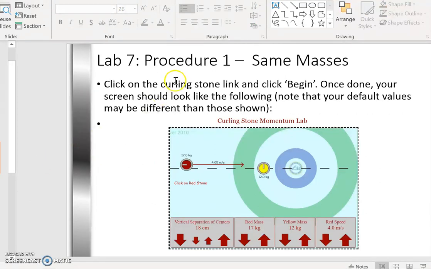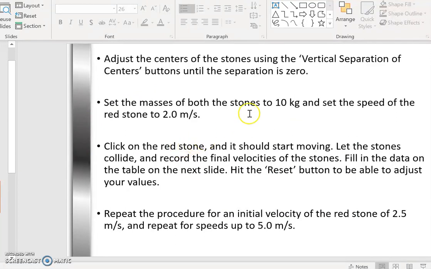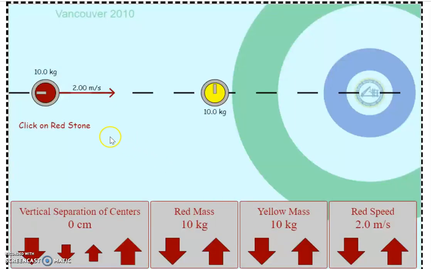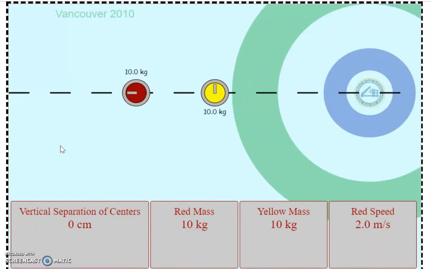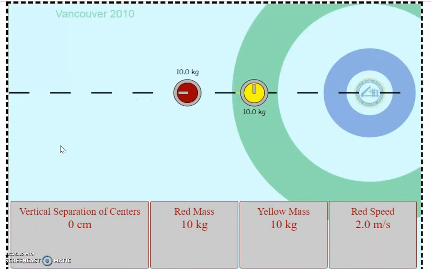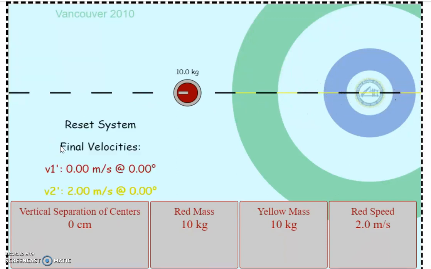In the first part of the procedure, we want to look at when the masses are the same. What we want to do is set both masses to 10 kilograms and the initial speed of the redstone to 2 meters per second. And that's what we have here. If I just click on the redstone, let's see what happens. And sure enough, what I'm given here are the final velocities of the two objects. You'll notice that the redstone is 0 and the yellow stone is 2.